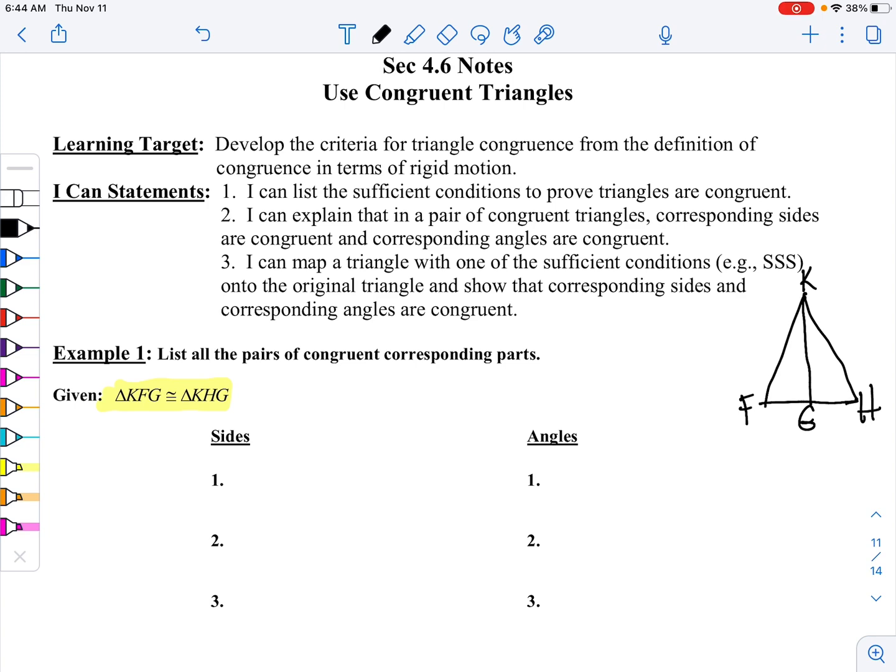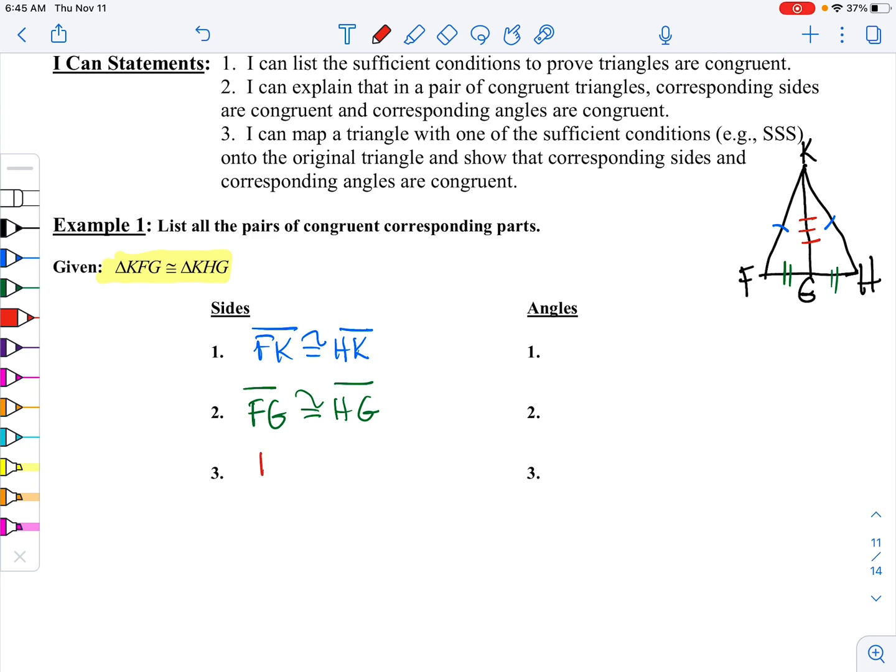And we've already said that the two angles are congruent. So if that's true, then I know that corresponding sides are going to be congruent. So that means that FK is going to be congruent to HK. And it's going to mean that FG is congruent to HG. And then finally, the one we always remember in the middle, where they share a line, that's congruent by reflexive. So you've got KG is congruent to KG.